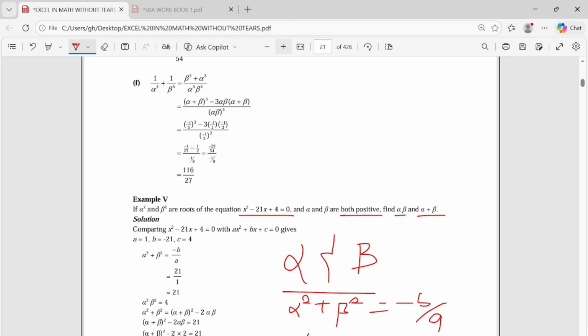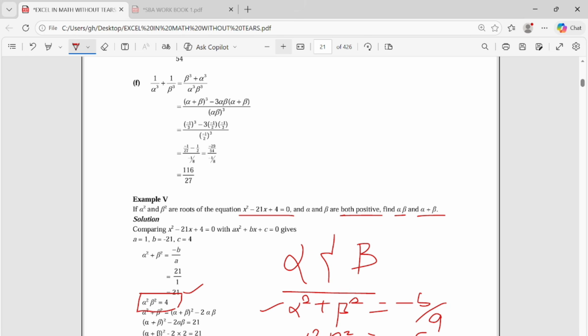And then alpha squared beta squared is equal to c over a. So you realize that these are the new sum and product of roots. So what is your b from the question? Your b is negative 21. What is our a? Our a is 1, and then our c is 4. So you substitute in here, and you come up with 21 as the sum of roots, and 4 as the product of roots.